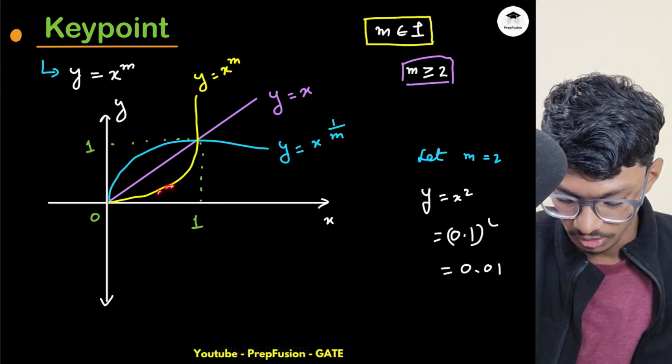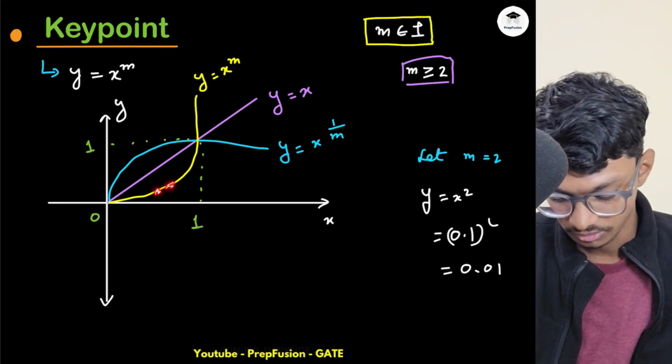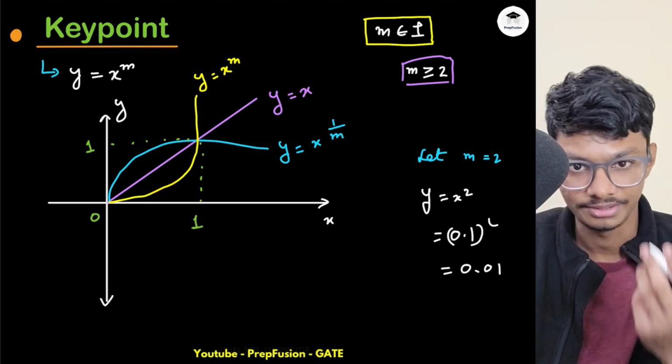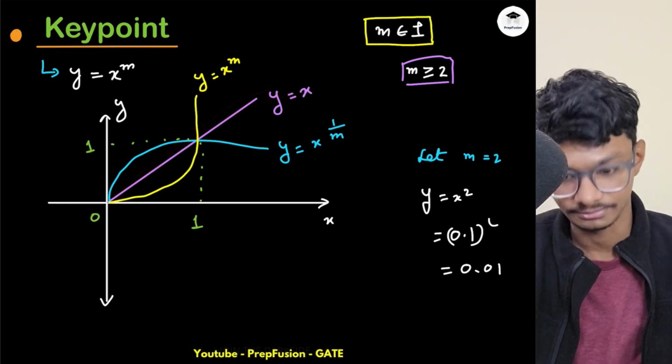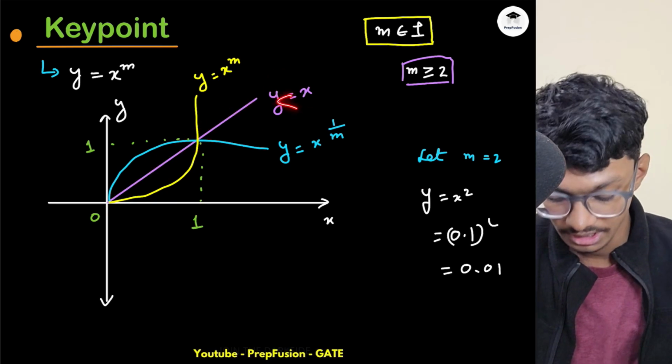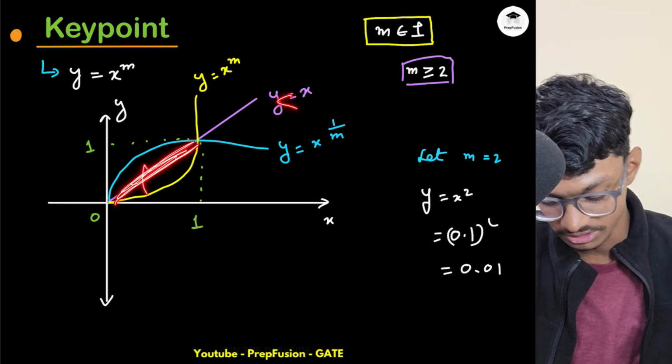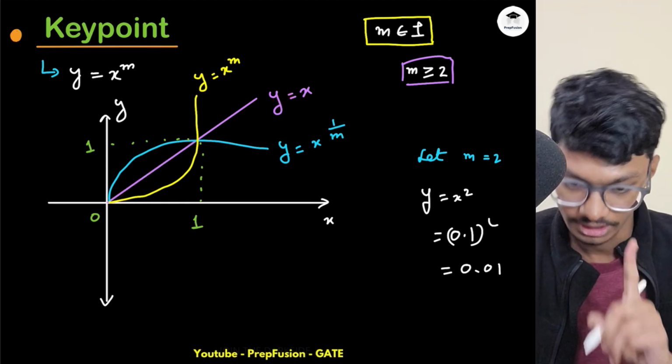So always it will be lower than whatever I have chosen. At 1 it will almost compensate. So it will always be less than the straight line. y will always be less than x. So it cannot cross this line. That is the first thing.